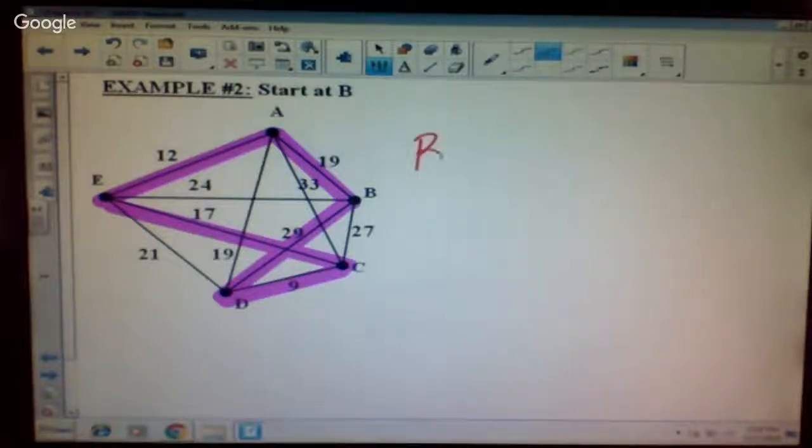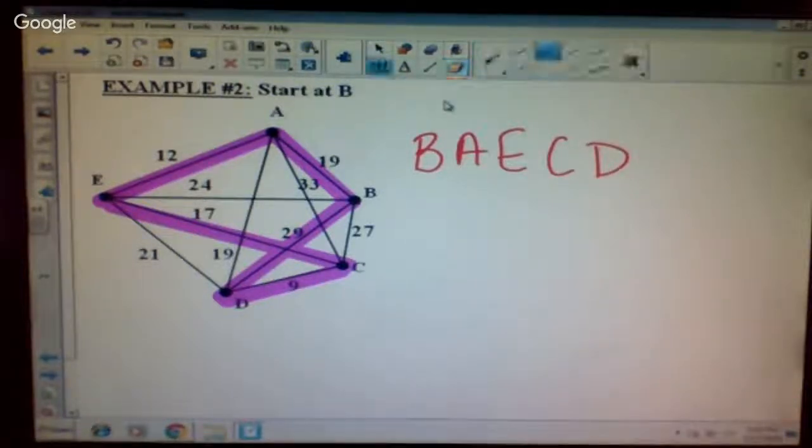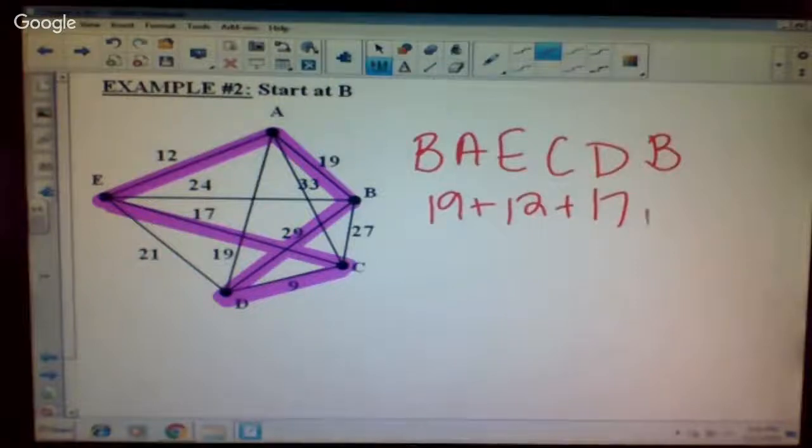Okay, so it wants us to start at B. B to A, A to E, E to C, C to D, and D back to B. Okay, and then you want to add up all your numbers. B to A was 19, plus A to E is 12, plus 17, plus 9, plus 29. The answer is 86.